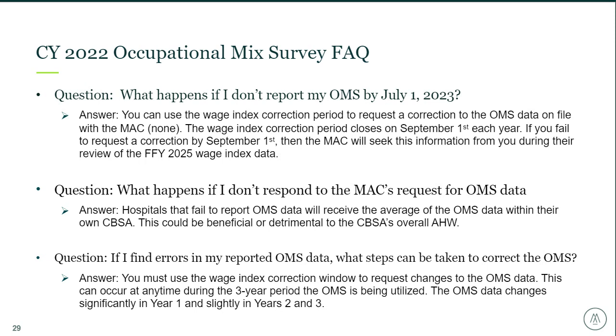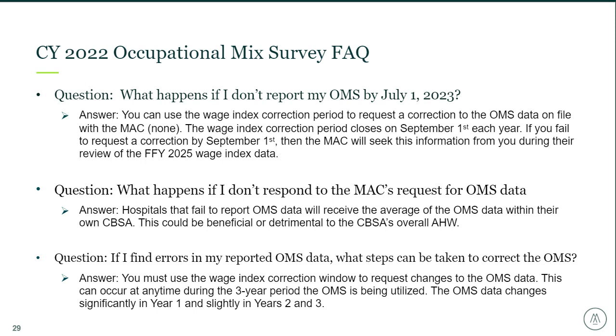What happens if you don't respond to the MAC's request for OMS data? And then what happens is at the end of the day, if you have no OMS data reported, you've lost a little bit of control on your Medicare payment rates. You'll receive the average of the OMS data within your own CBSA, and like I mentioned earlier, this can be beneficial, could be detrimental. It just depends how everybody else reports. And then if you find errors in your reported OMS data, what steps can you take to correct the OMS?